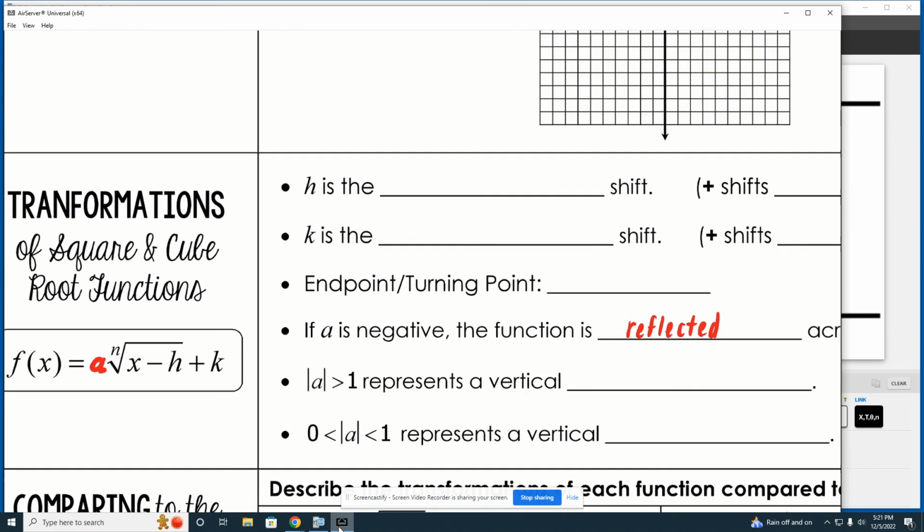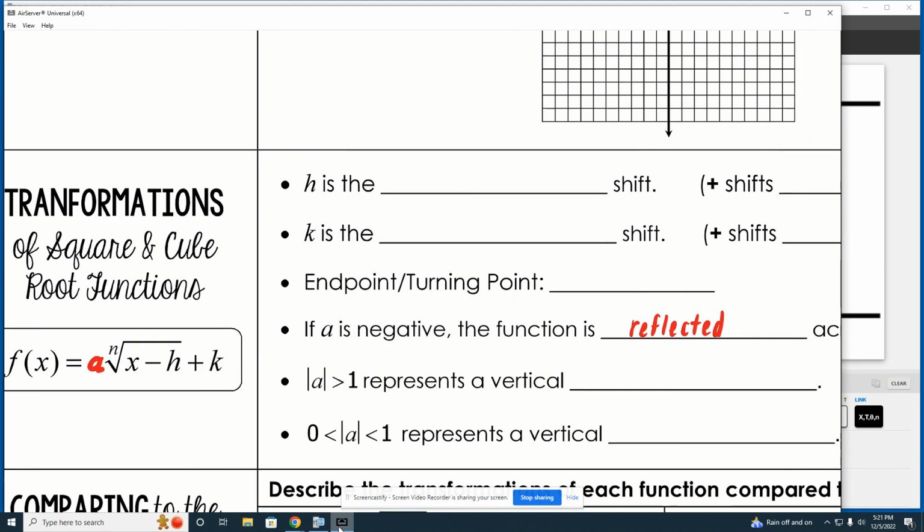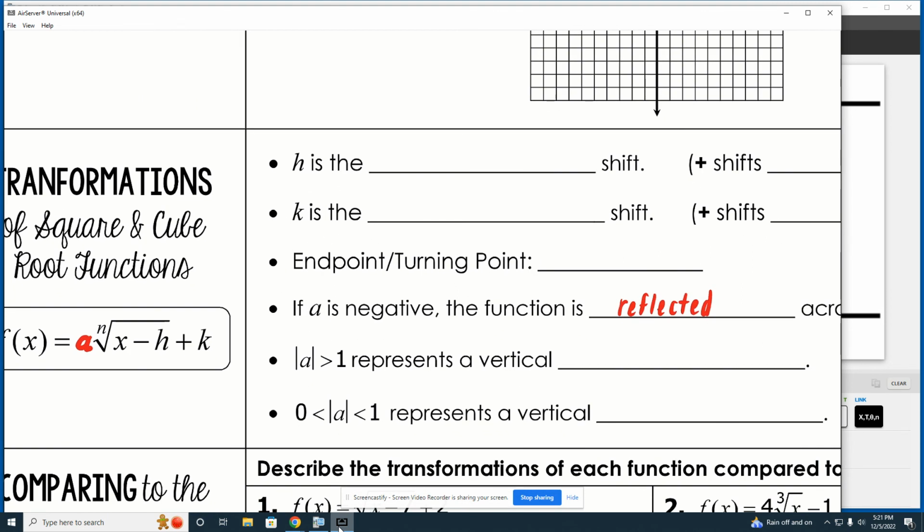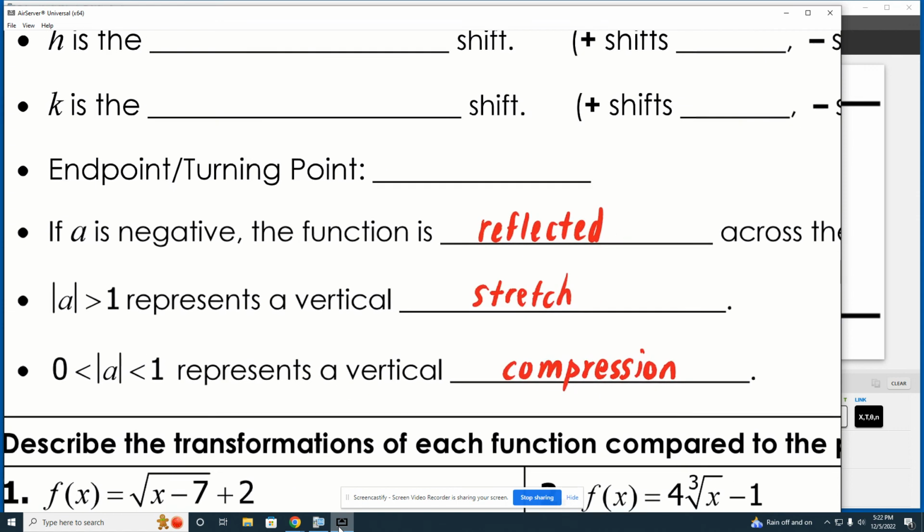But also, A can also represent a vertical stretch if that value is greater than 1, and it can be a vertical compression if that value is between 0 and 1. So remember, I tried to show you this concept a long time ago when we were doing transformations using a hair tie. Right? If that value is greater than 1, like if it's a 2 or a 4 or whatever, that's going to take that square root or that cube root function, and it's just going to pull it up.